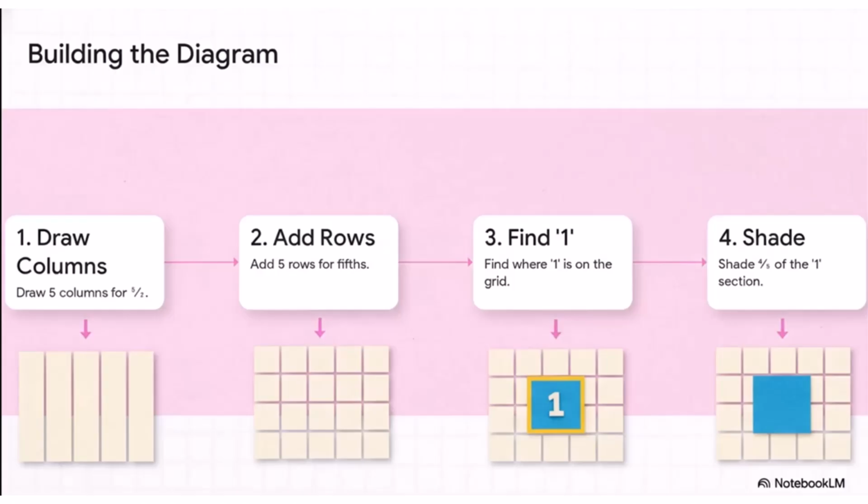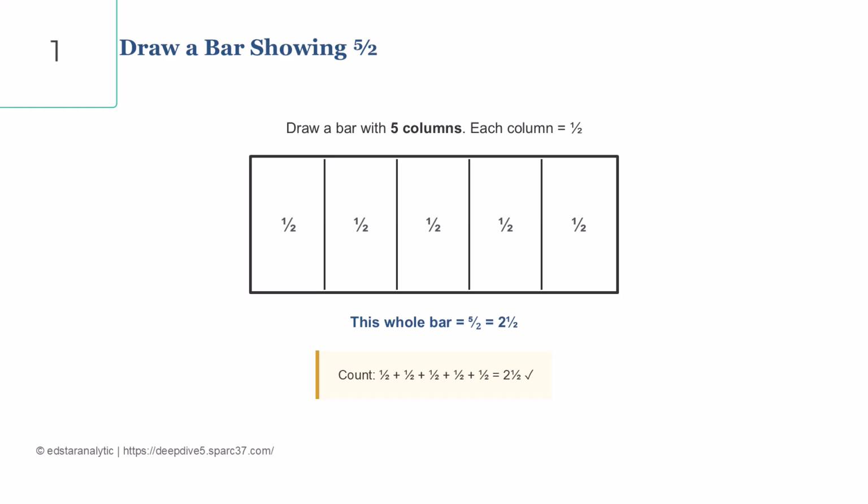Now let's draw our tape diagram. Start with a long bar, a rectangle. Then cut it into 5 sections. Make these cuts vertical. Vertical is an important math word to know. It means the cuts go up and down. Now you have 5 columns. Each column is 1/2, so label them 1/2, 1/2, 1/2, 1/2, 1/2.